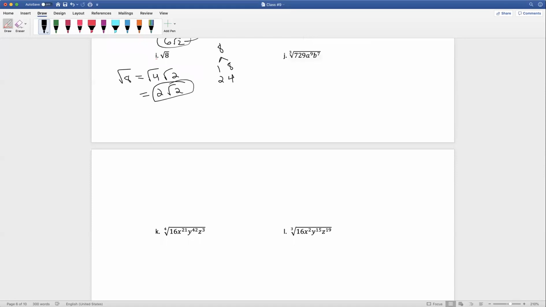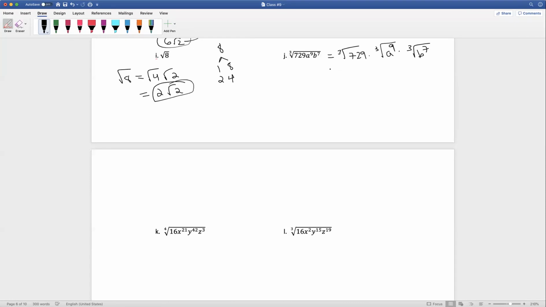Okay, what happens now? What happens now if I have bases and exponents in here as well? So if we're dealing with something like the cube root of 729, a to the 9th, b to the 7th, this is equivalent to saying the cube root of 729 times the cube root of a to the 9th times the cube root of b to the 7th. Let's see what we can do in terms of simplifying these.